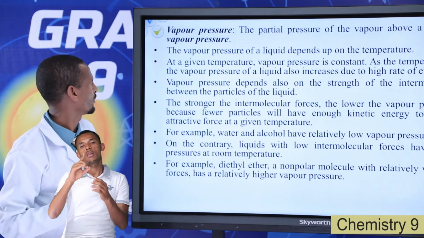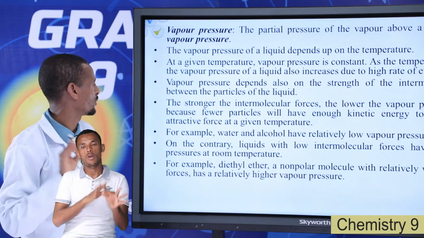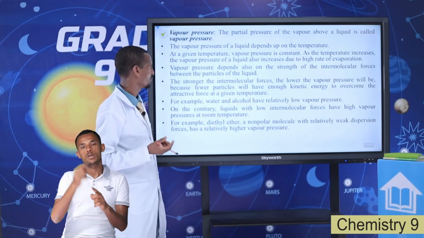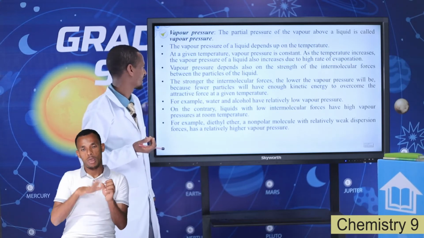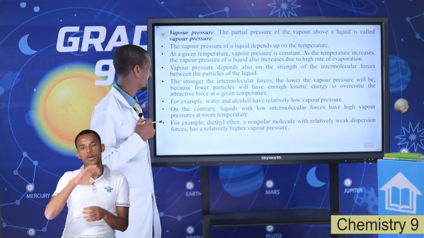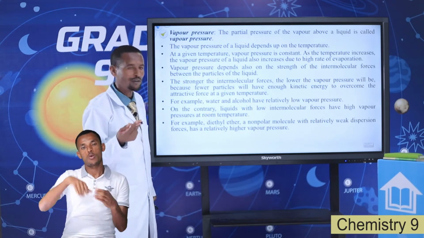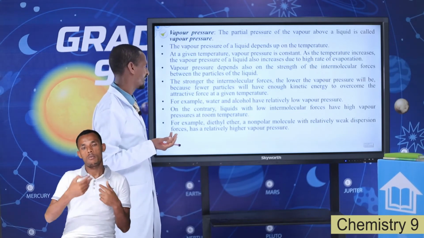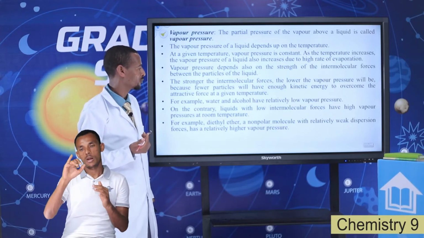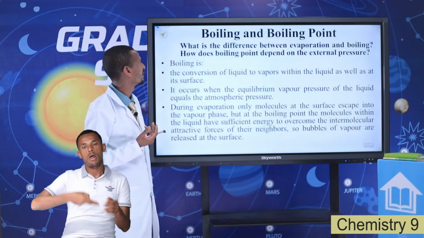Due to a high rate of evaporation, vapor pressure depends also on the strength of the intermolecular force that I have told you before. The stronger the intermolecular force, the lower the vapor pressure will be, because fewer particles will have enough kinetic energy to overcome the attractive force at a given temperature. For example, water and alcohol have relatively low vapor pressure. On the contrary, liquids with low intermolecular force have higher vapor pressure at room temperature. For example, diethyl ether, a non-polar molecule with relatively weak dispersion forces, has a relatively higher vapor pressure.